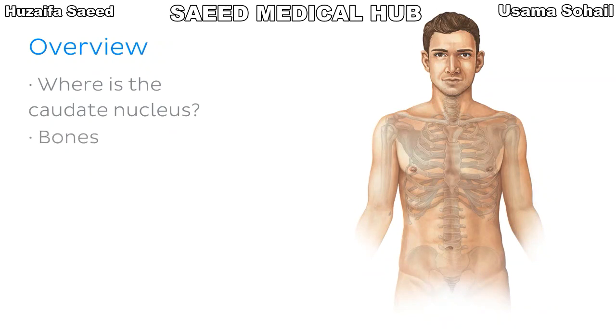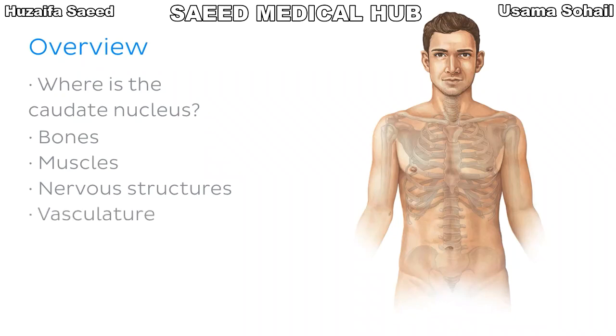We'll be looking at the bones. After that, we'll identify the muscles at the level of the caudate nucleus. Then we'll work our way through nervous structures. And finally, we'll identify any vessels that we can see. After we've identified all of the structures at the level of the caudate nucleus, we'll chat about what you might see at this level clinically.